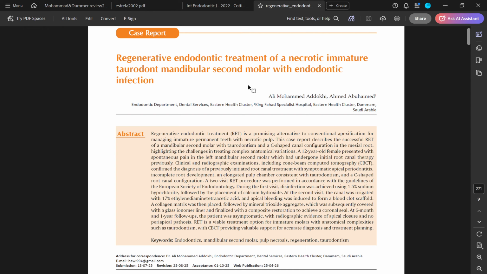The case presented is of a 12-year-old healthy female patient who presented with severe pain in the lower left posterior region that was not relieved by painkillers. The patient's guardian reported that the patient received initial root canal treatment for this tooth. However, the pain still persists. In clinical examination, tooth number 18 has a temporary restoration, was not responsive to the cold test, and was tender to percussion and palpation. The periapical radiograph demonstrated incomplete root canal development with apical radiolucency.